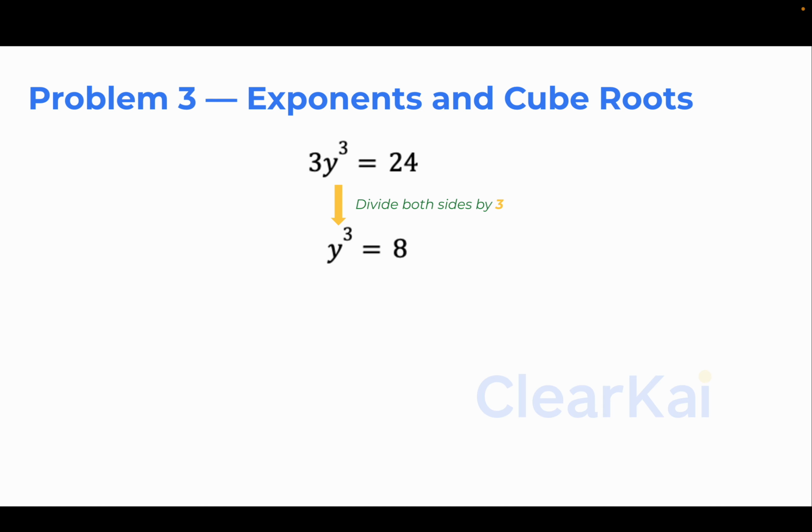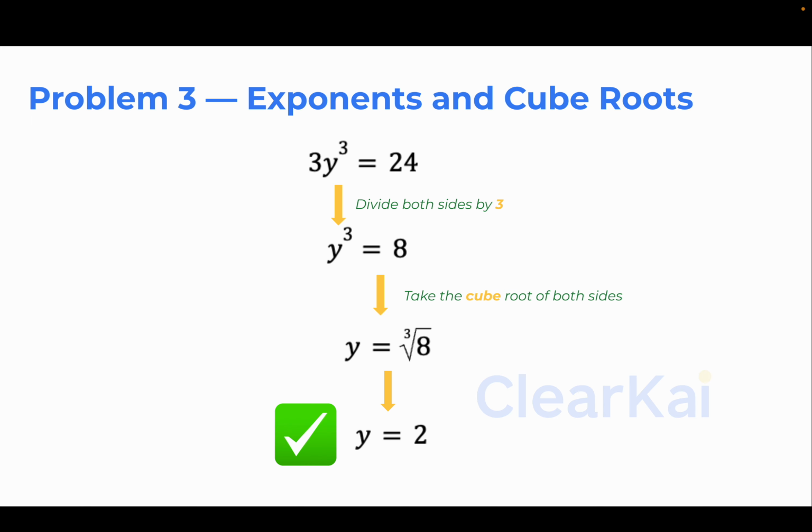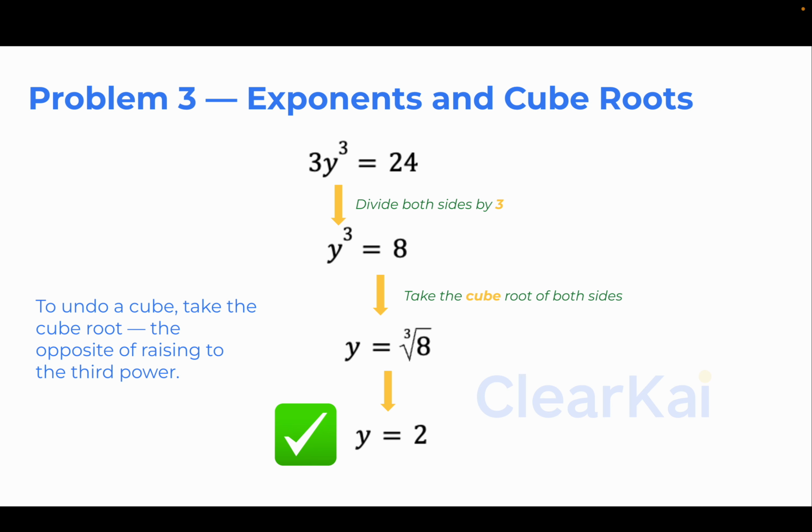Now, to undo a cube, we take the cube root, which is the opposite of raising to the third power. So we take the cube root of both sides. That gives us y equals the cube root of 8. And since 2 times 2 times 2 equals 8, the cube root of 8 is 2. So our final answer is y = 2. Whenever you see a cube like this, just remember the cube root is how we undo that third power.